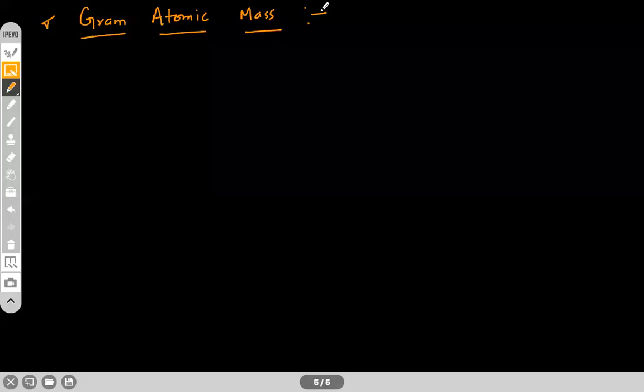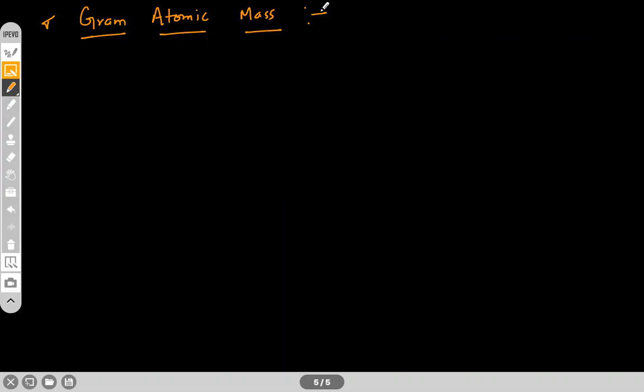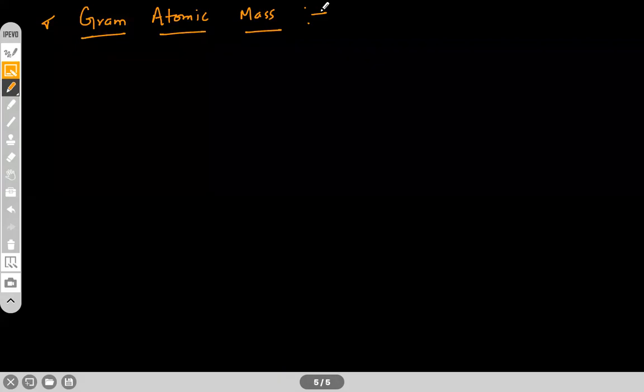Write down the next one. It is gram atomic mass. What is a gram atomic mass? You will say it is a mass expressed in gram. It is the mass of an atom expressed in gram.